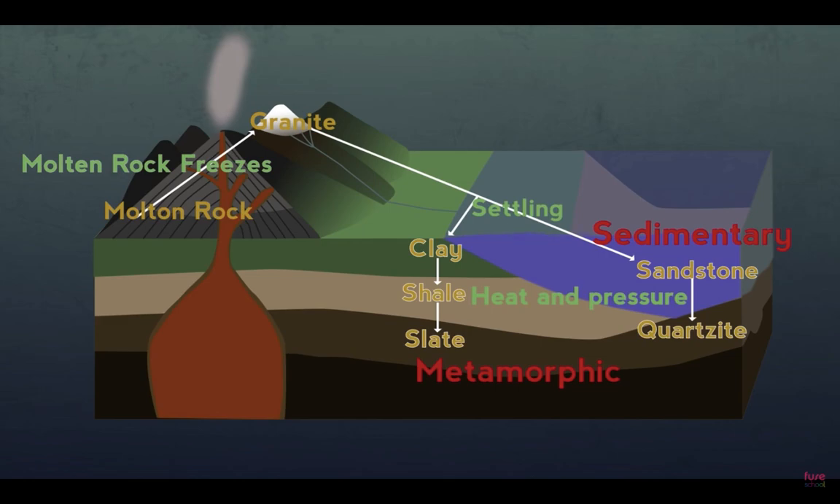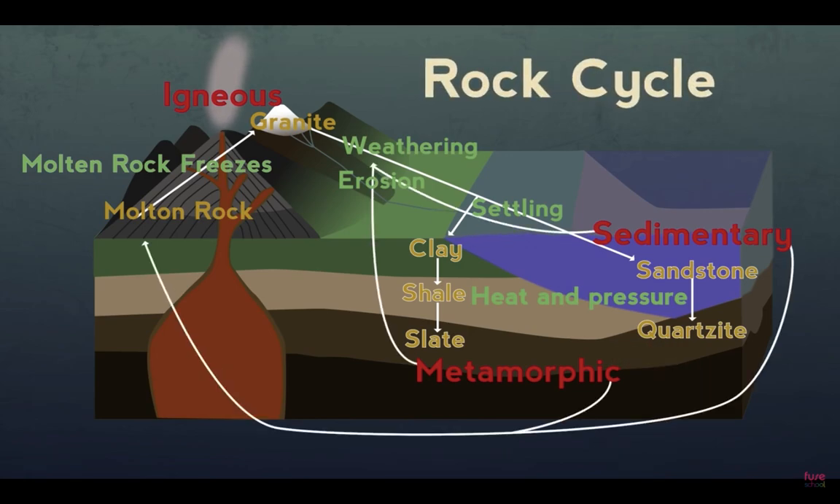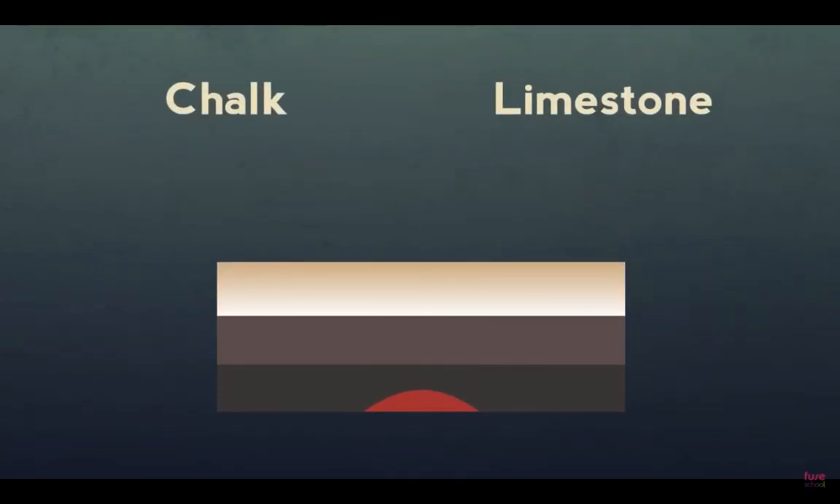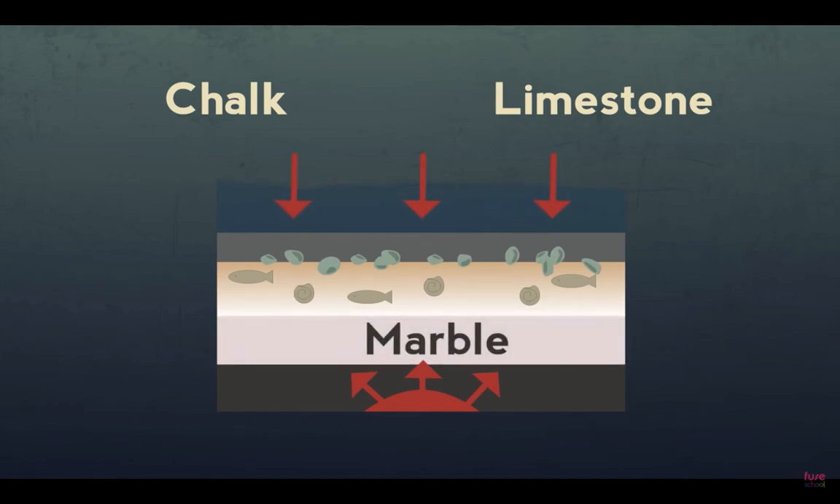Sedimentary and metamorphic rocks get weathered and eroded too. Tectonics carry the rocks down into the Earth's hot mantle, where they melt and emerge once again as igneous rocks, completing the rock cycle. We must also mention chalk and limestone, made of calcium carbonate, which are sedimentary rocks formed in the sea from the shells of dead sea creatures. Under heat and pressure, they form the metamorphic rock marble.